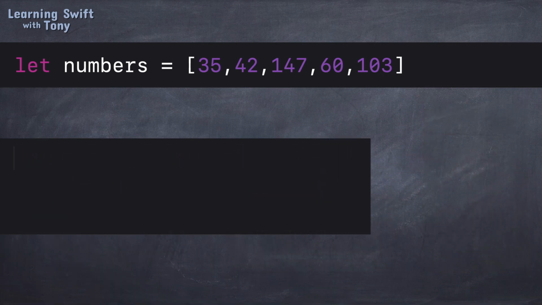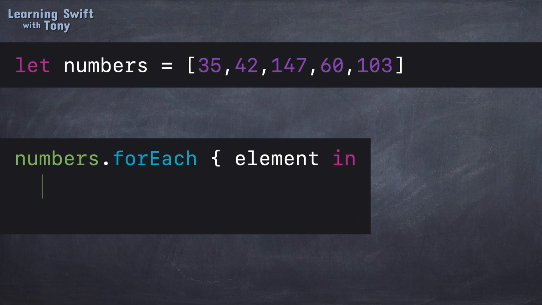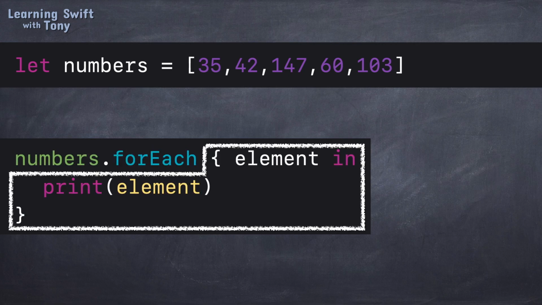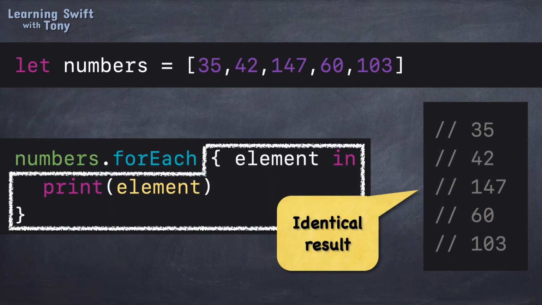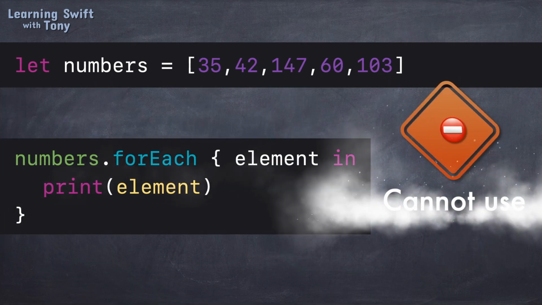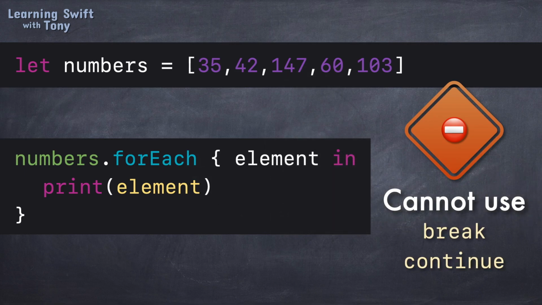Another way of looping over an array is to call the for-each function on the array itself. This function takes a very similar closure and the result is identical, a printout of all the elements in the array. The difference is that inside this for-each closure we cannot use statements like break and continue.